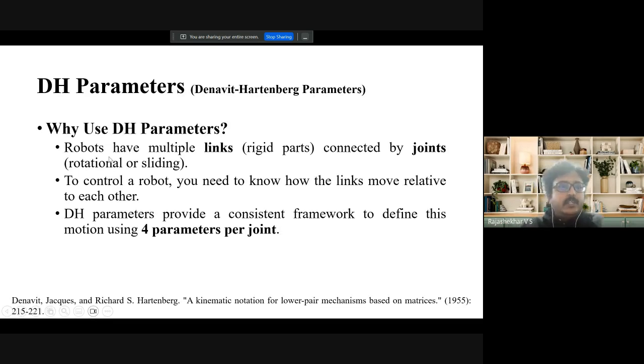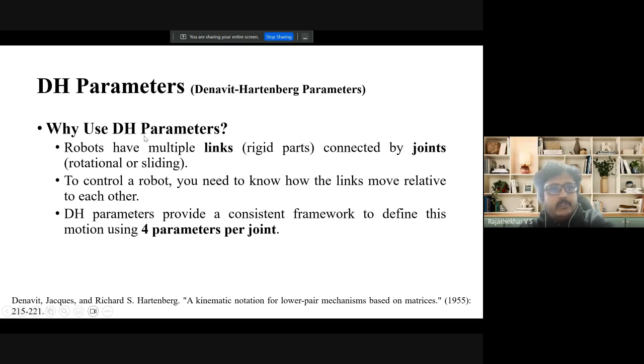Now coming back to the heart of the topic, DH parameters, that is Denavit-Hartenberg parameters. You can try reading this paper, which was published in 1955. To some extent it is outdated, but still for research purposes, labs and hobby projects, we can still use this method. But there are ANN and other computer vision based methods being used in recent days to compute the forward and inverse kinematics.